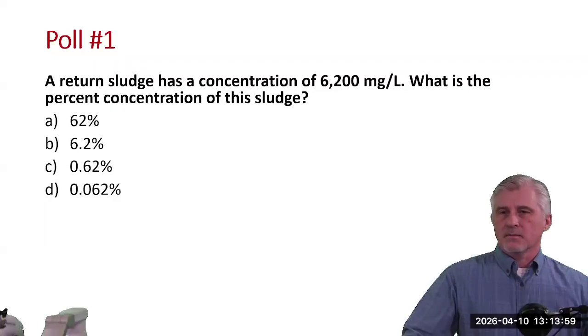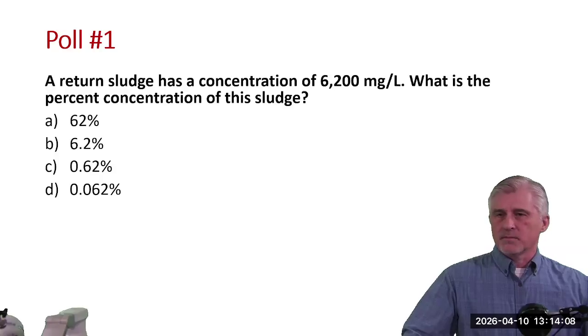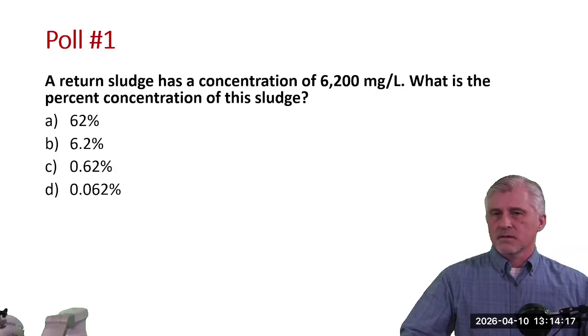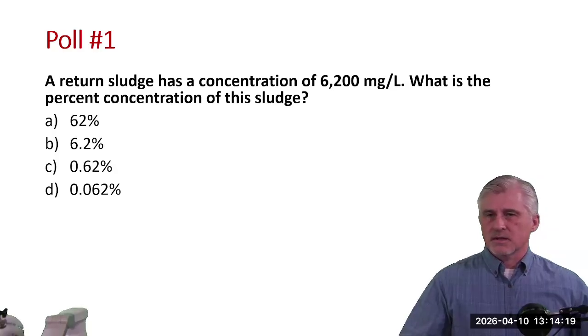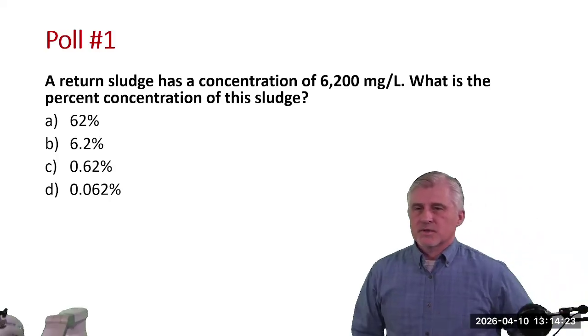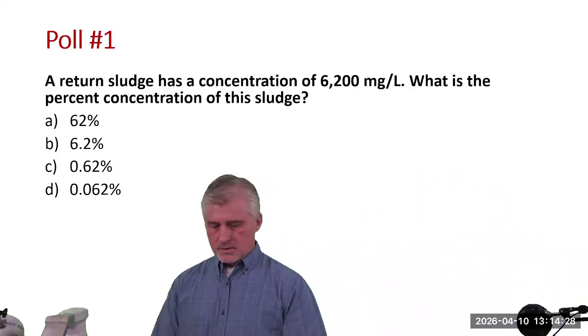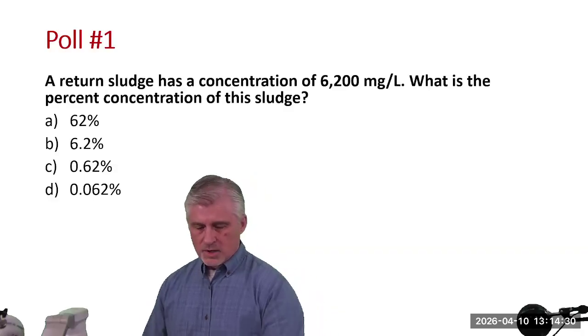All right. So 82% of the people have responded. So we're going to share the results and go through the problem. 77% of the people said 0.62%. We've got 15% at 6.2%, and 7% at 0.062%. You can all see that. I will just go on to working the problem.